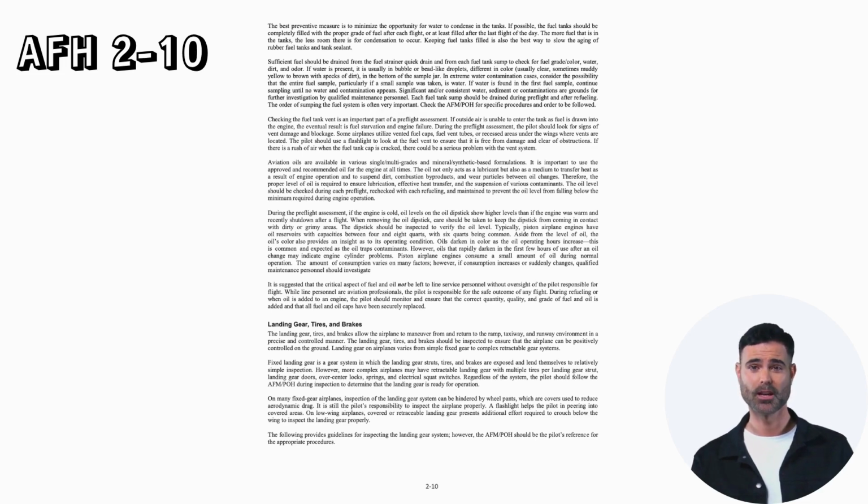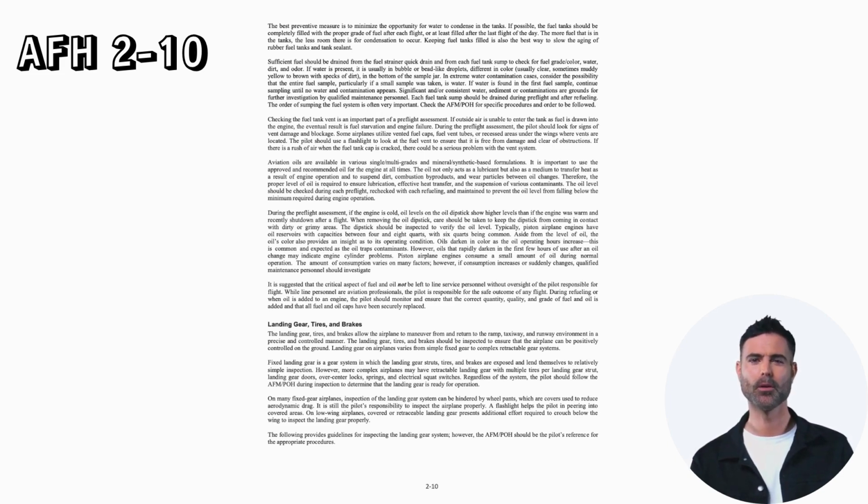Aviation oils are available in various single and multigrades and mineral and synthetic-based formulations. It is important to use the approved and recommended oil for the engine at all times. The oil not only acts as a lubricant, but also as a medium to transfer heat as a result of engine operation and to suspend dirt, combustion byproducts, and wear particles between oil changes.